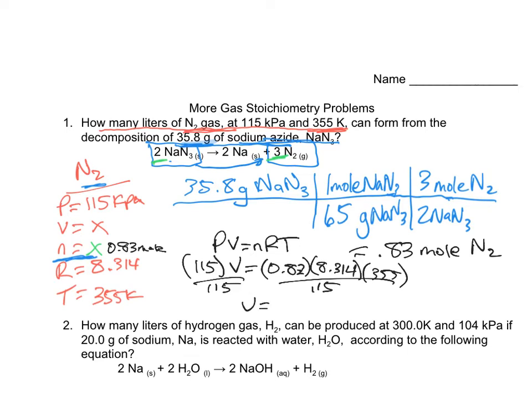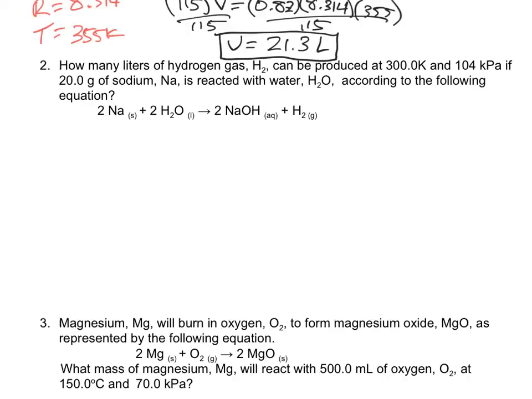What is our V? 21.3. The question is, what unit do we put on there? Because we need to have a unit. Remember, PV equals nRT is always in liters. Good. So why don't you go ahead and try number 2, and we'll go over that one.